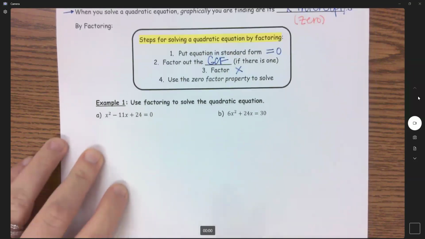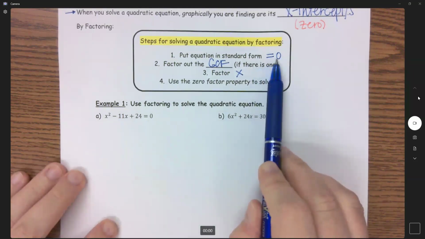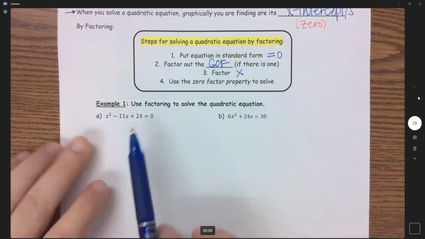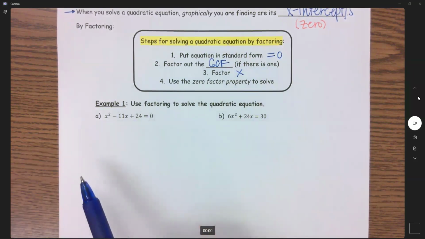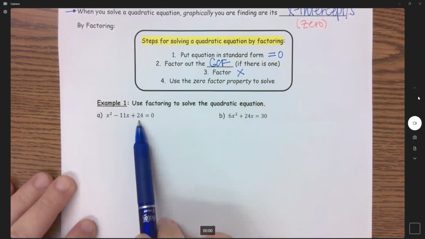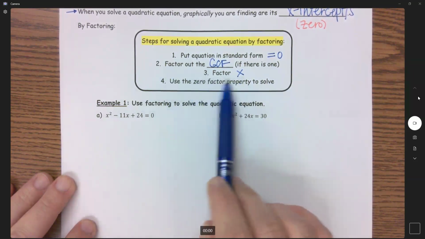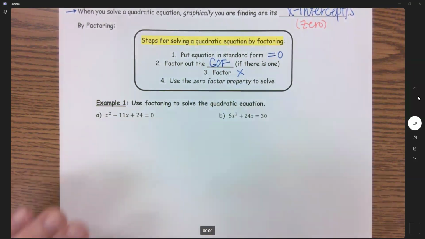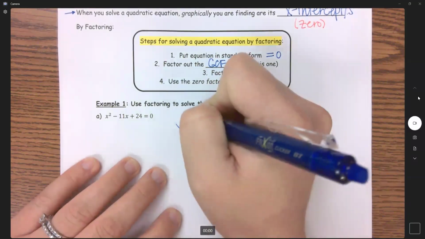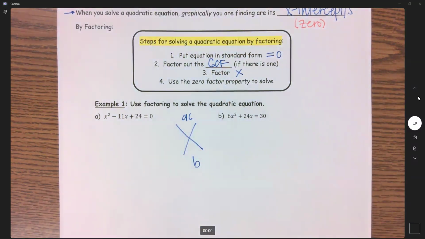So starting with example A here, I just discussed it's already in standard form and I have no GCF here. What I'm looking for in a GCF is, can I divide something into all three terms? I can't divide anything into 1, -11, or 24. So we're starting right here on step 3, factoring, and we factor by using our x. This is technically called the diamond method, but I'm going to use just an x here.